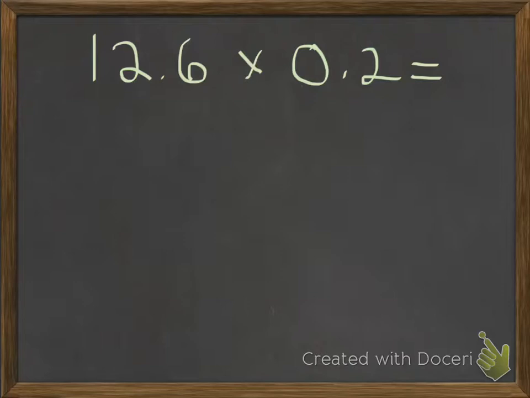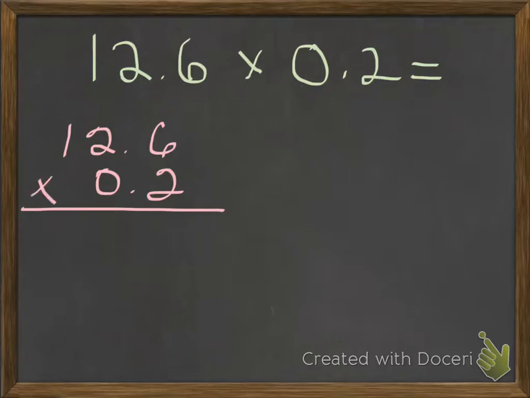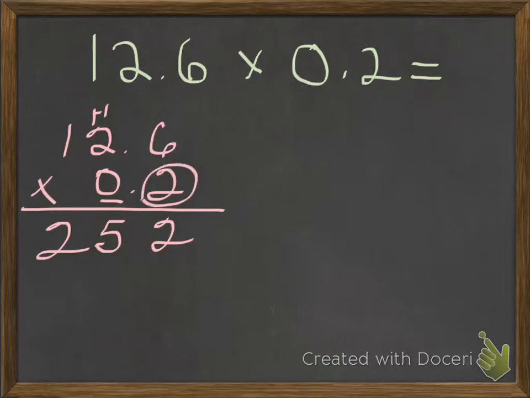12.6 times 0.2. Okay, so I've got 12.6 times 0.2. I'm going to multiply that. 2 times 6 is 12. Carry the 1. 2 times 2 is 4, plus 1 more is 5. 2 times 1 is 2. Next digit is the 0, so I don't need to multiply that, but I do need to find out how many digits come after the decimal point. There are 2. So my answer is going to be 2.52.